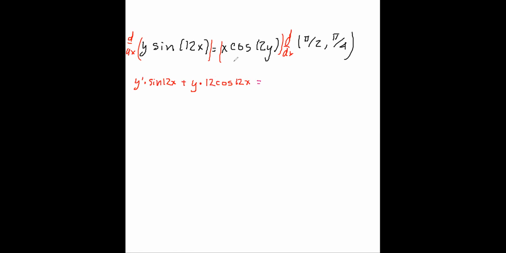What about this chunk right here? We're going to just use the product rule again. Now we're going to say this is 1 times cos 2y, and then it's going to be plus x times 2, you know what? I'm going to just walk through and do the whole chain rule shenanigan here.